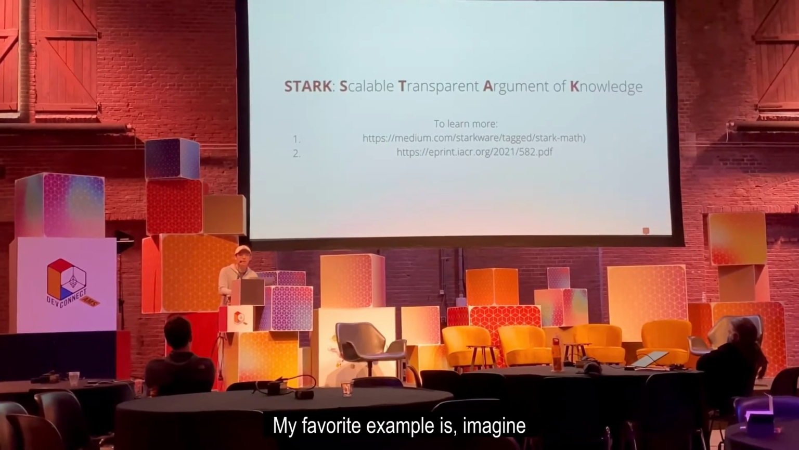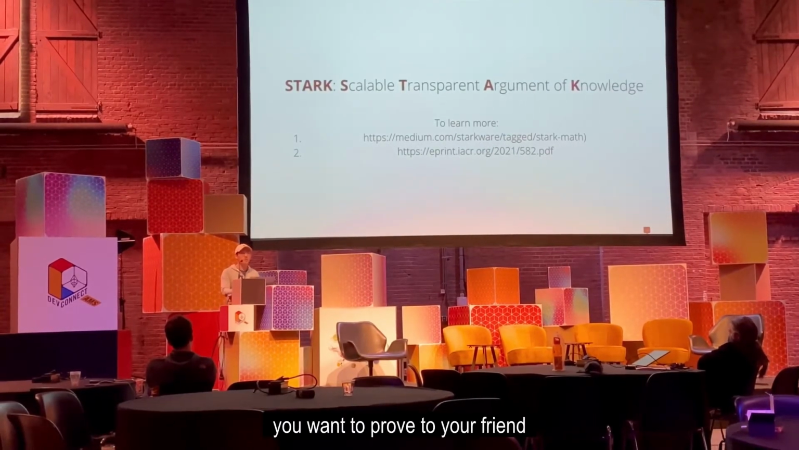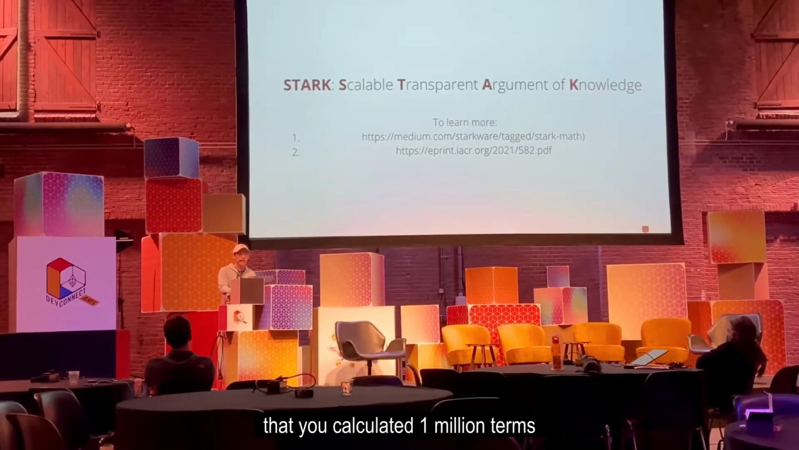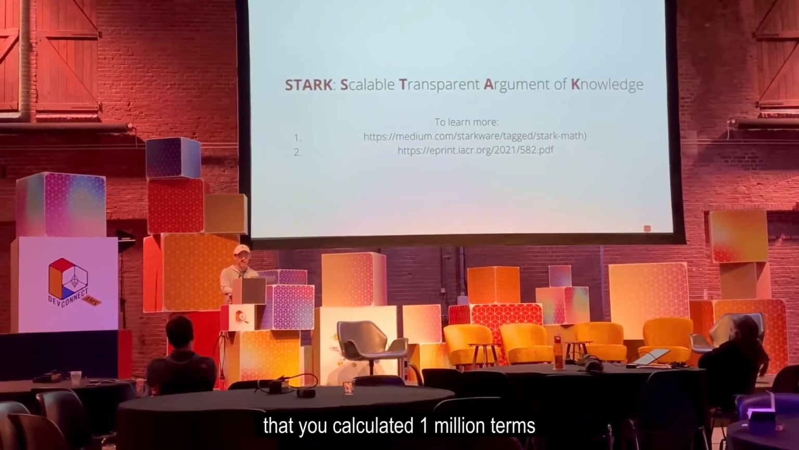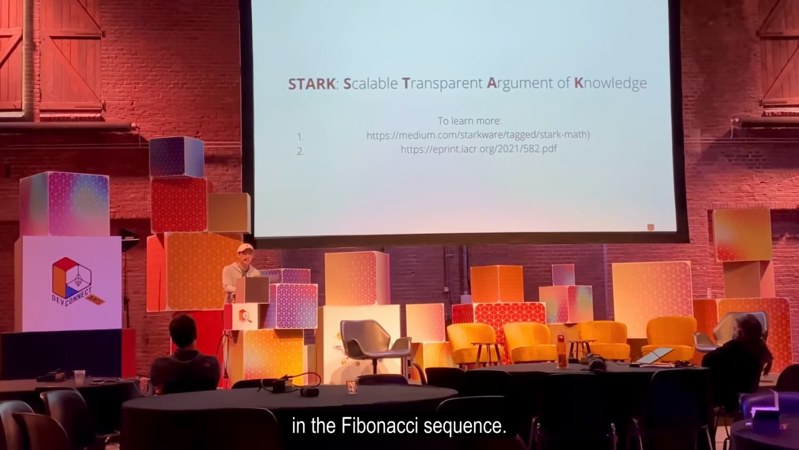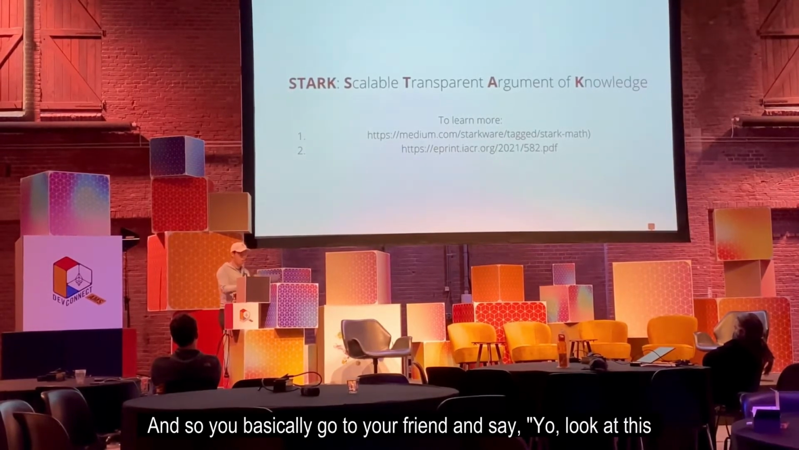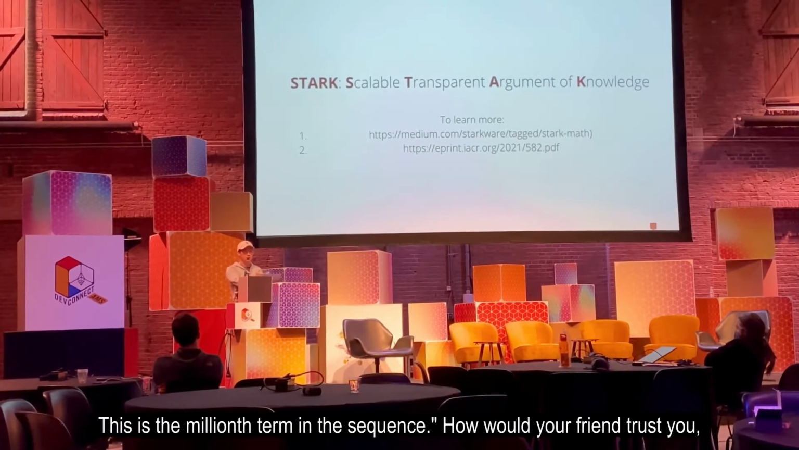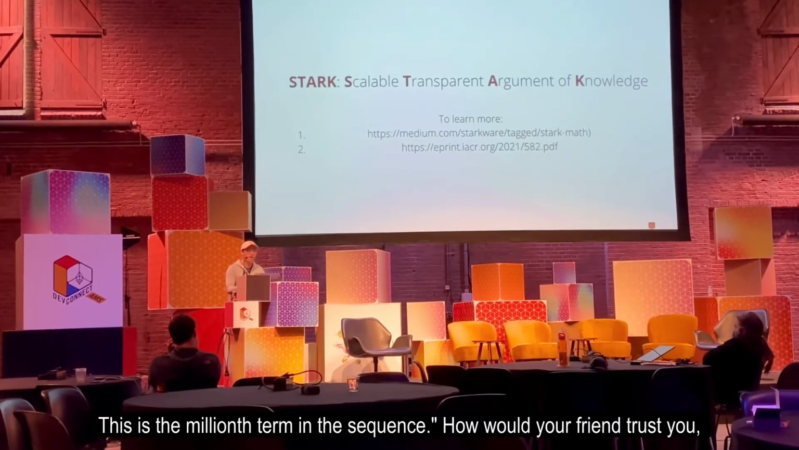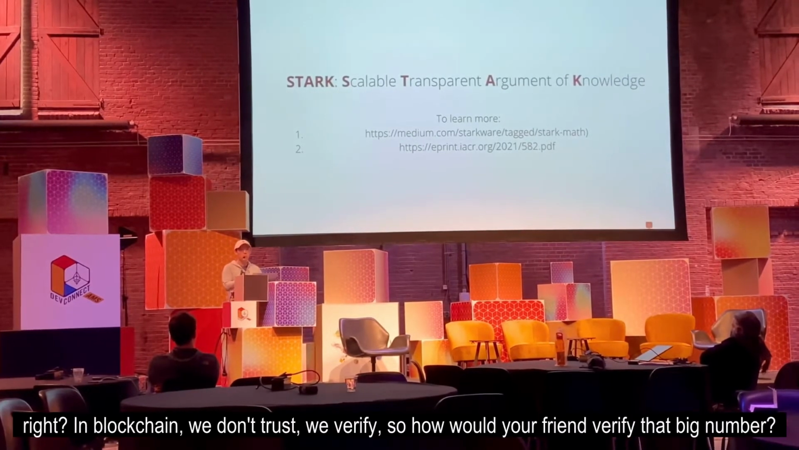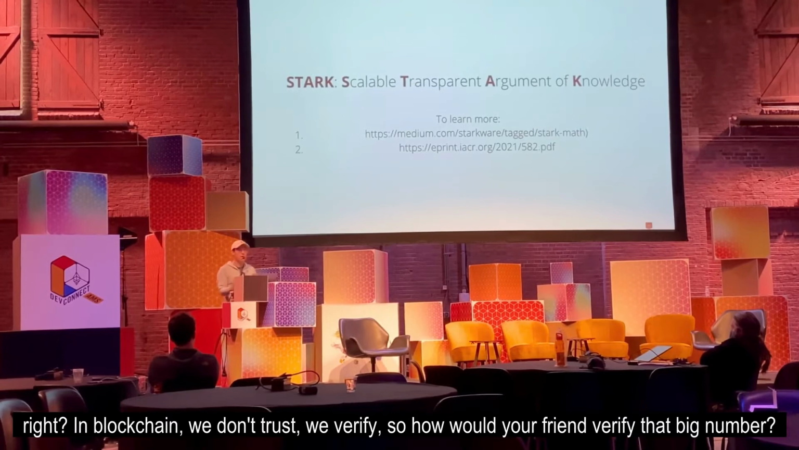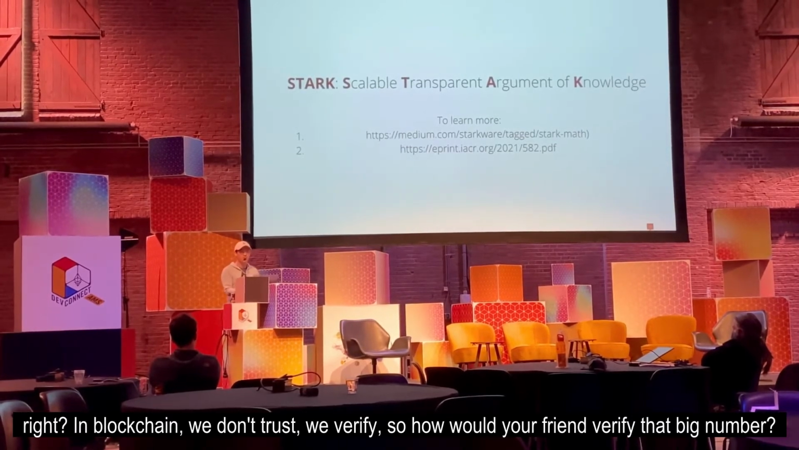My favorite example is, imagine you want to prove to your friend that you calculated 1 million terms in the Fibonacci sequence. And so you basically go to your friend and say, yo, look at this huge number. This is the millionth term in the sequence. And how would your friend trust you? Blockchain, we don't trust, we verify. So how would your friend verify that big number?